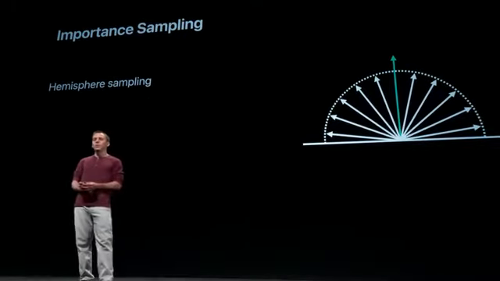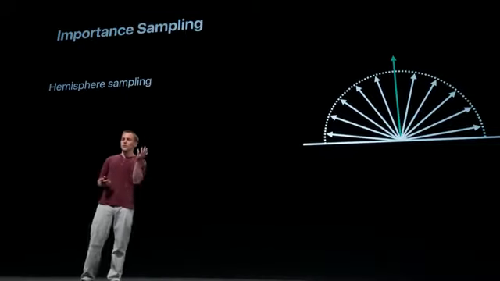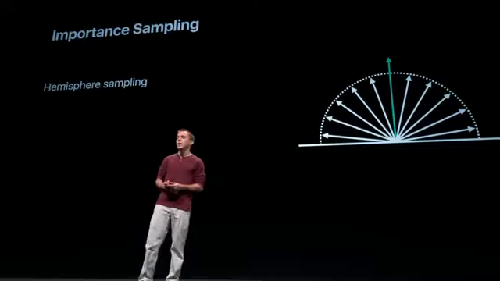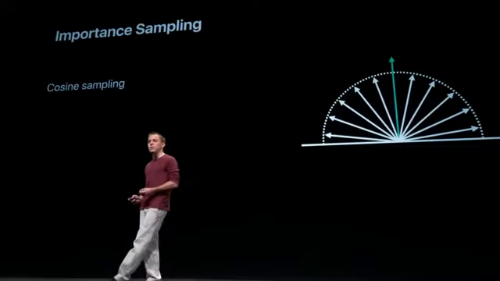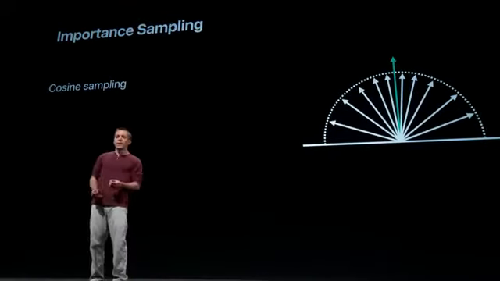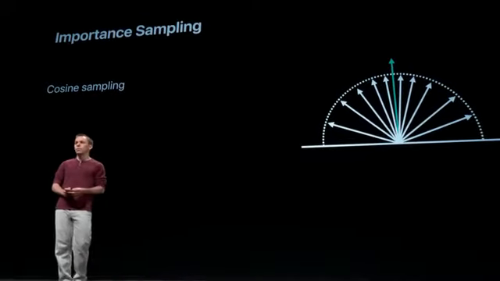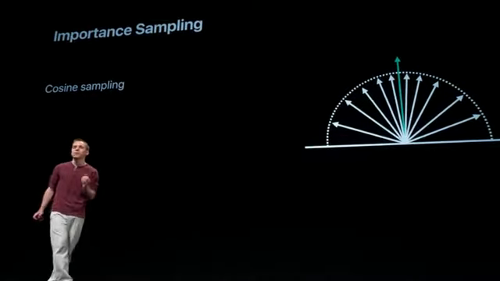For ambient occlusion, the most important rays are the ones closest to the normal. So instead of firing rays evenly in a hemisphere like you see here, we instead use cosine sampling. This distributes fewer rays around the horizons and more rays around the surface normal. And that's great. That's exactly where we need them.